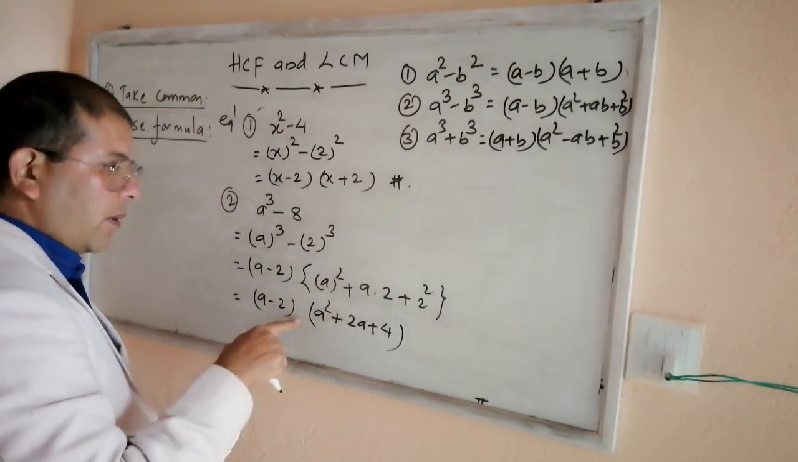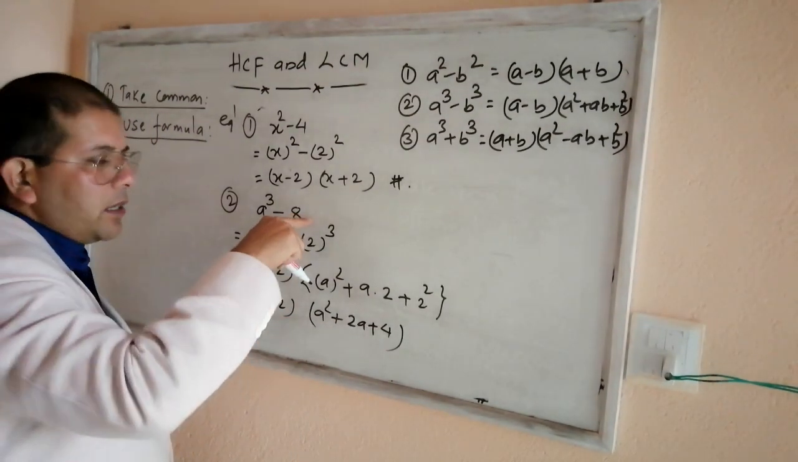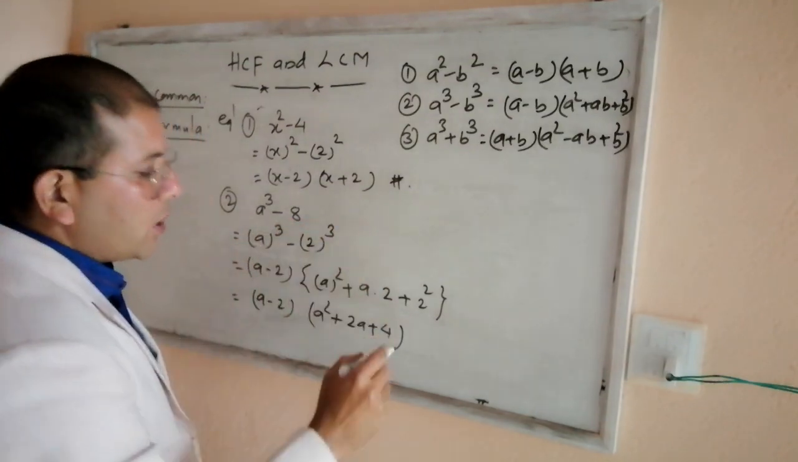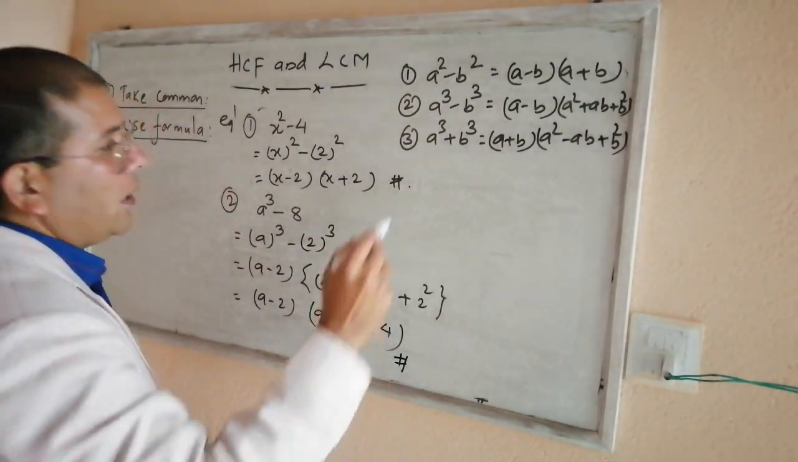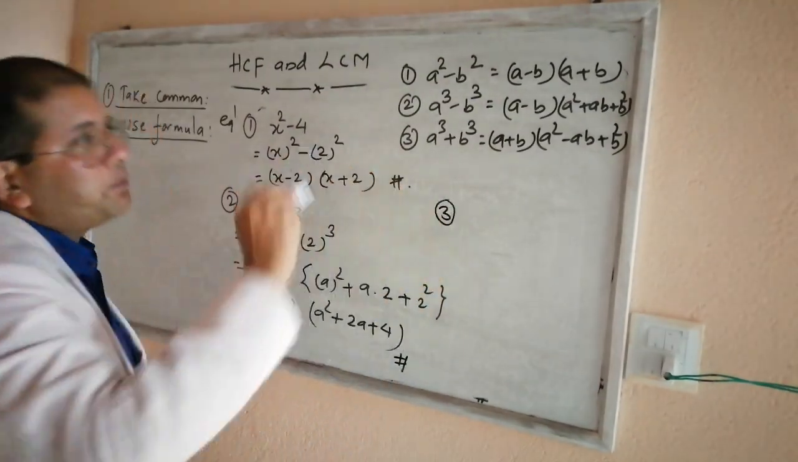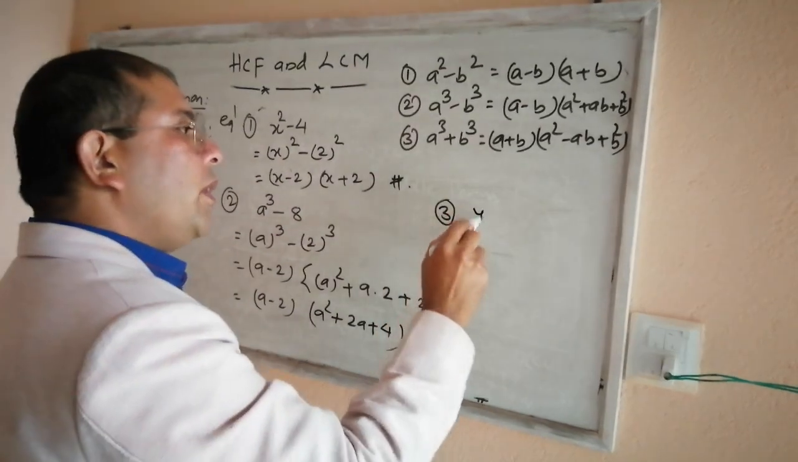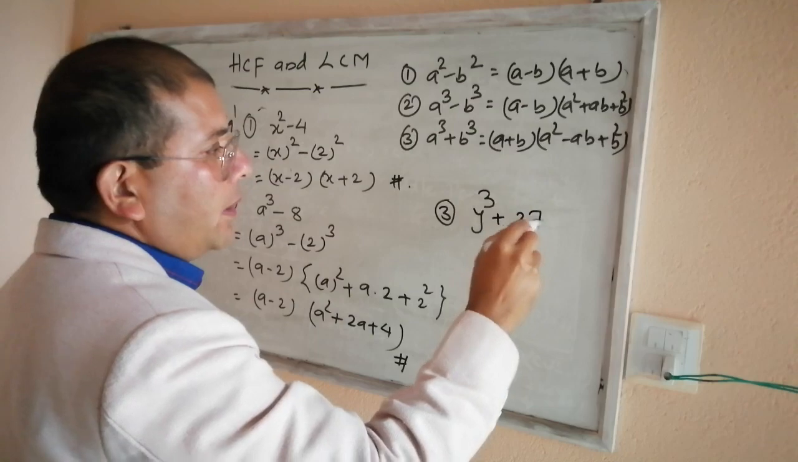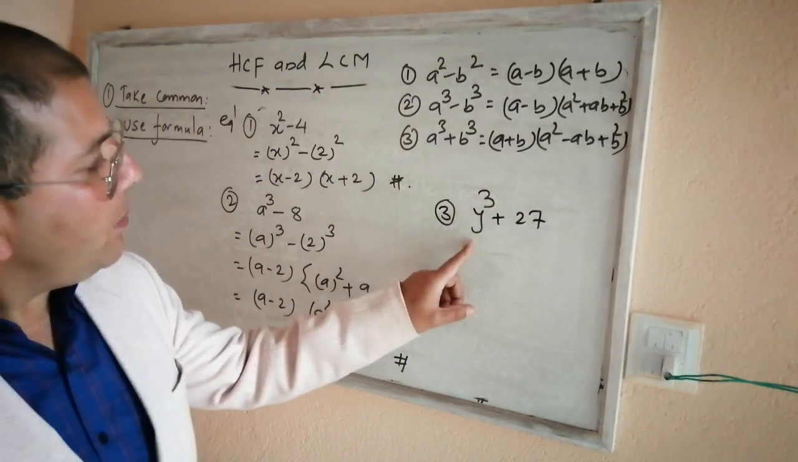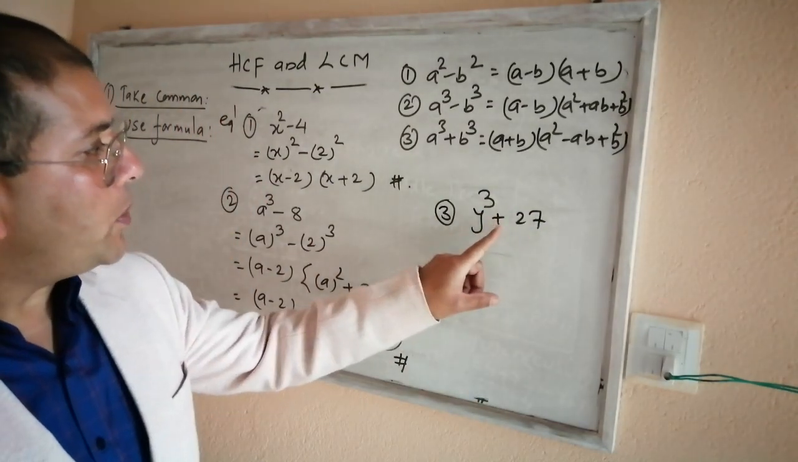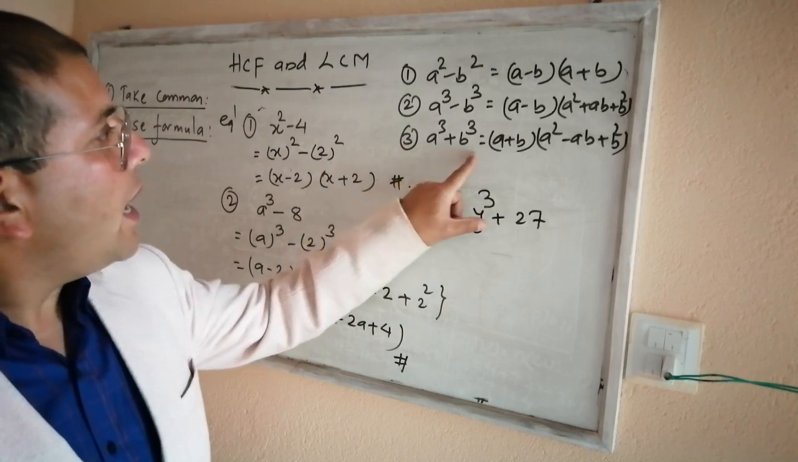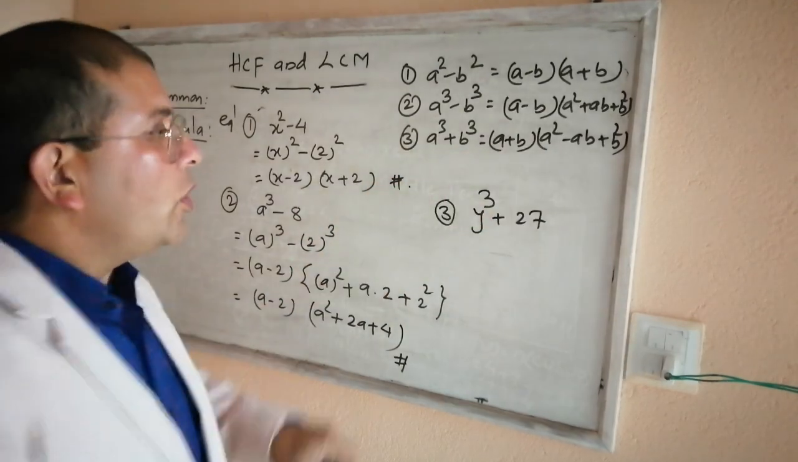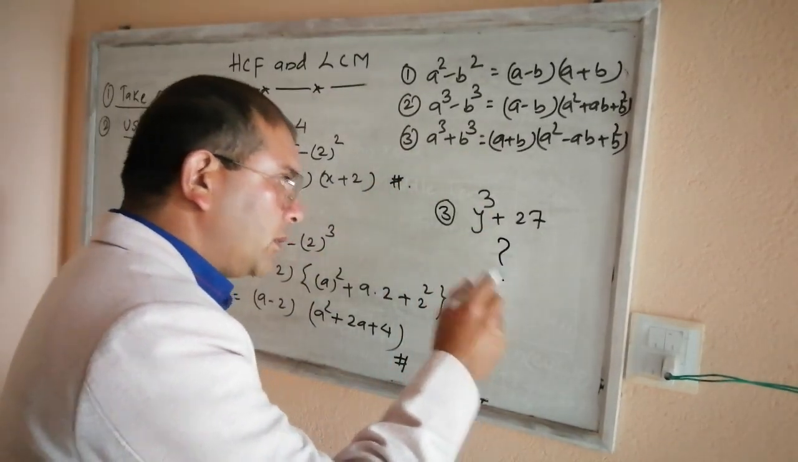Now this is in the form of a product. So it is the factorization of the given expression. So this is the completion. Now number 3 again. Suppose we have y cube plus 27. Check this one. It is a cube, b cube in between a plus sign. So this is exactly this formula, so you can do this one.